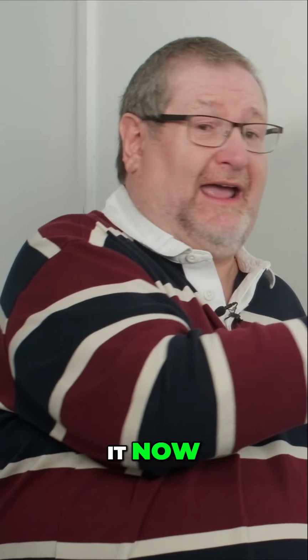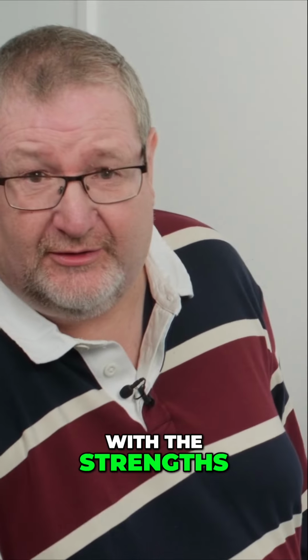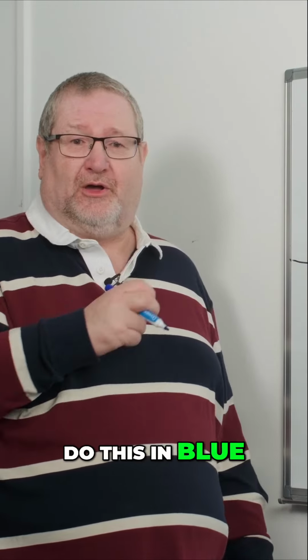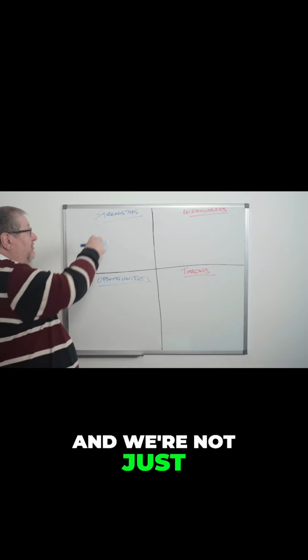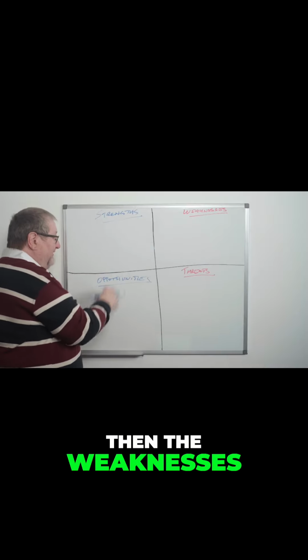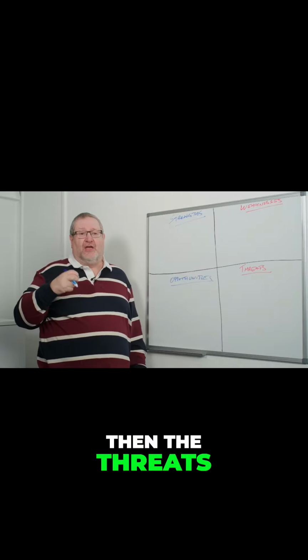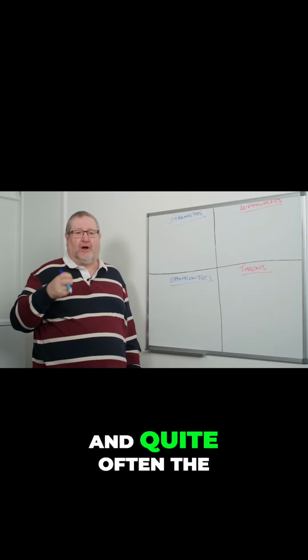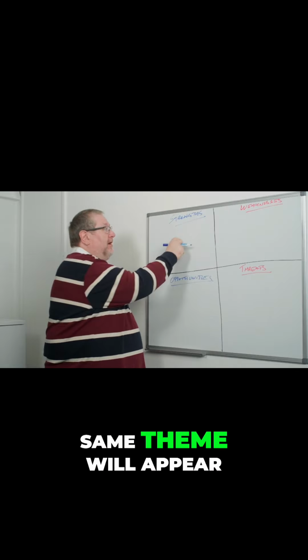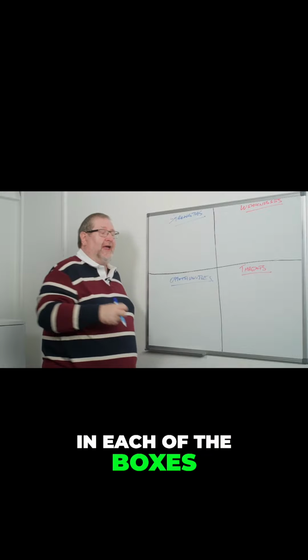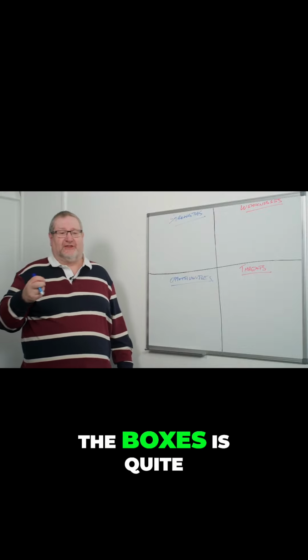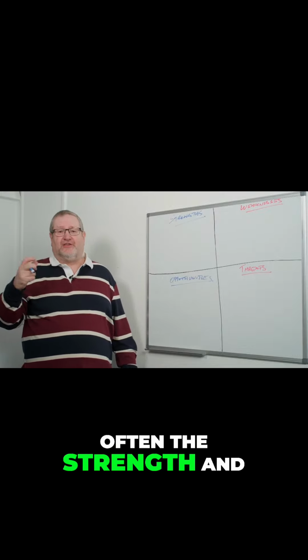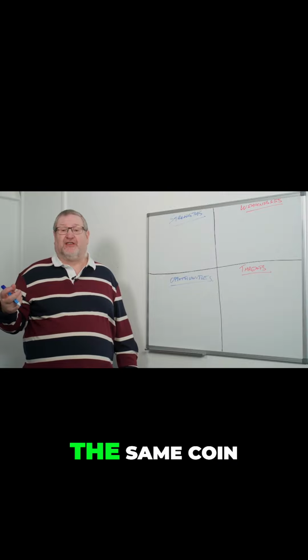So we'll get into it now. And if we start with the strengths, and I'm going to do this in blue, and we're not just going to do the strengths, then the weaknesses, then the opportunities, and the threats. You'll see we're going to do themes, and quite often the same theme will appear in each of the boxes. The reason it appears in each of the boxes is quite often the strength and the weakness can be the flip side of the same coin.